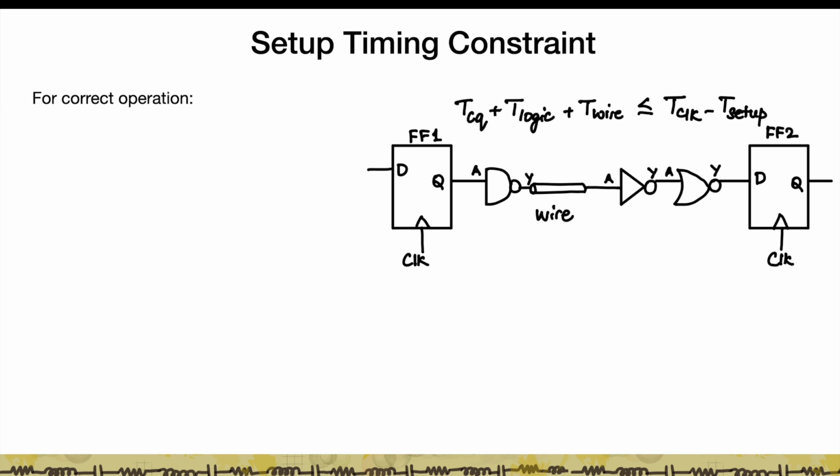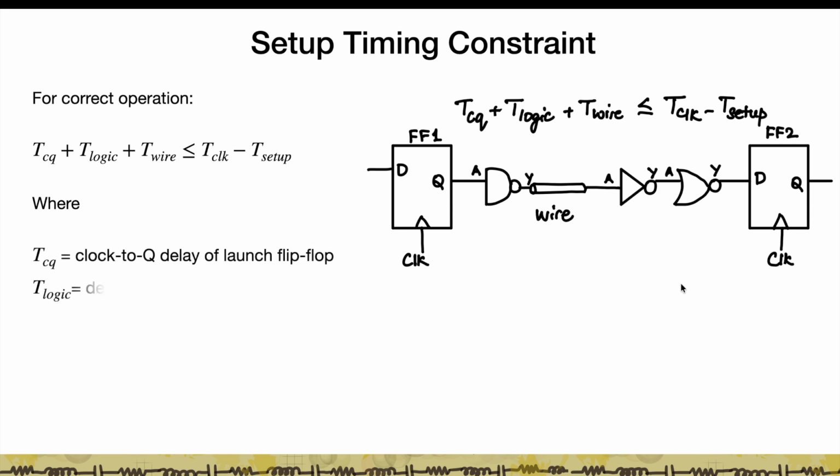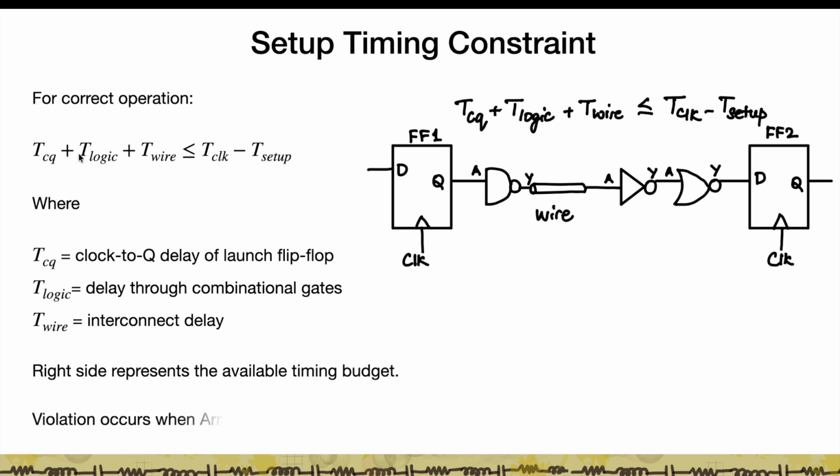We can now write the equation that governs setup timing. On the left side, we have everything that consumes time along the data path. The clock to Q delay of the launch flip-flop, the delay through the combinational logic gates, and the interconnect wire delay. On the right side, we have the available timing budget, the clock period minus the setup time of the capture flip-flop. The condition is simple. The left-hand side must be less than or equal to the right-hand side. That is T_CQ plus T_logic plus T_wire should be less than or equal to T_clock minus T_setup.